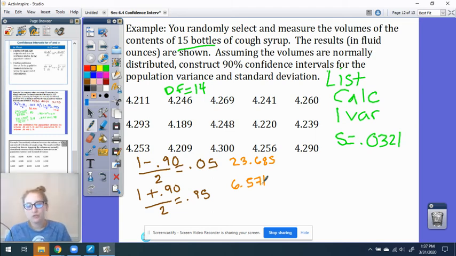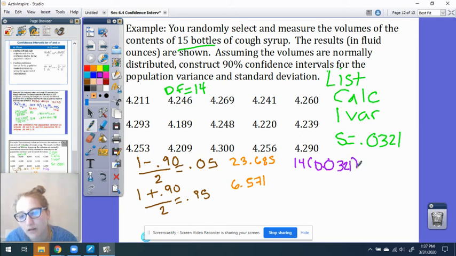Okay, so now what we're going to do is we're going to take each of those numbers and we're going to divide them. We're going to divide our degrees of freedom times our standard deviation squared. Okay, so degrees of freedom was 14 times 0. I messed up. I tried to save it, but it looks too much like a 3 and I don't want to confuse people. Okay, there you go. Squared, all divided by.